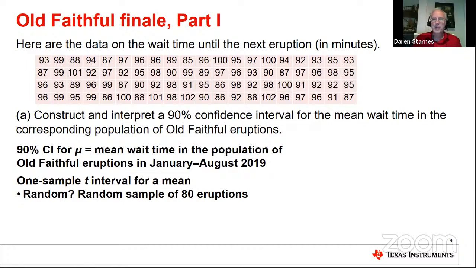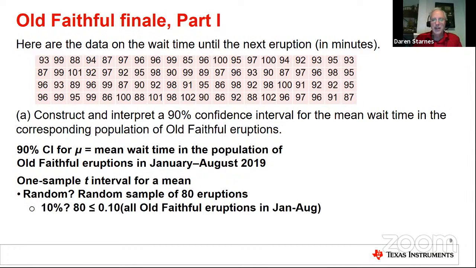Fortunately, I really did take a random sample of 80 eruptions. It wasn't a lot of fun. The data format on the website I sampled from was pretty unpleasant. So I actually cleaned the data set to get it into the form that you saw earlier. And then because we're sampling without replacement from a finite population of all the eruptions during those months, I just wanted to confirm that 80 is less than or equal to 10% of all those eruptions in those months. And that is definitely true.